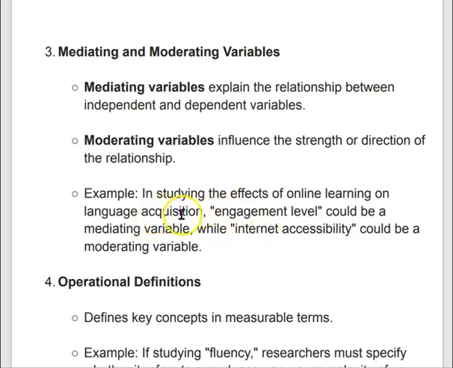In studying the effects of online learning on language acquisition, engagement level could be a mediating variable, while internet accessibility could be a moderating variable. Internet accessibility is such a common thing that we forget, but it is also a variable. Engagement level means: is the student engaging in that particular app or not to develop that bilingual flexibility? Is the student engaging themselves, yes or no? So that also is a variable.